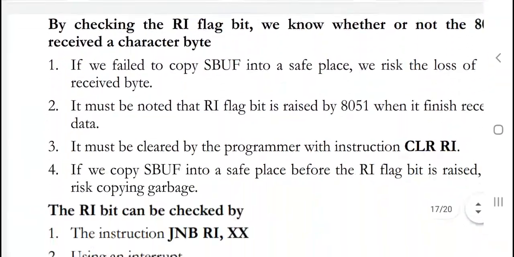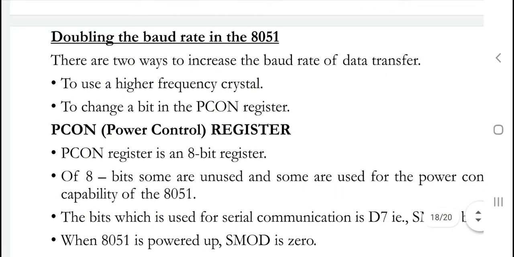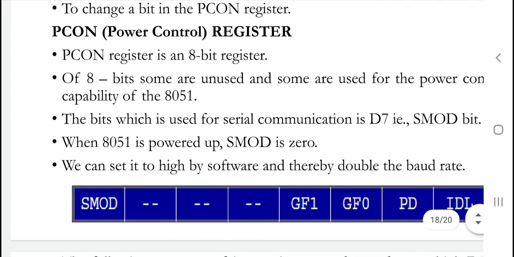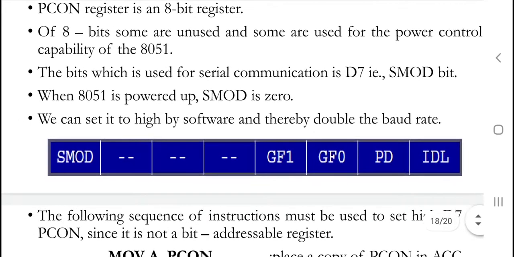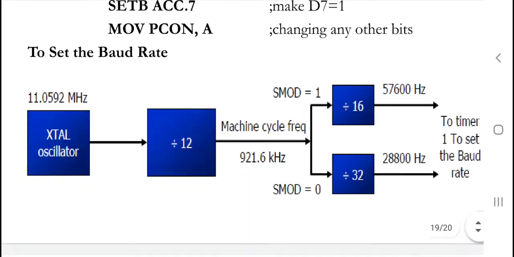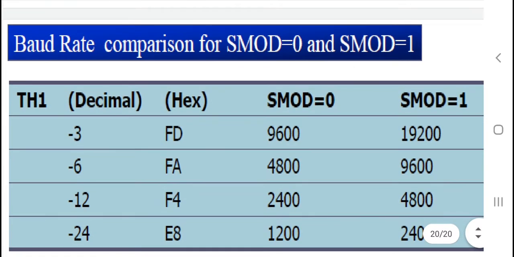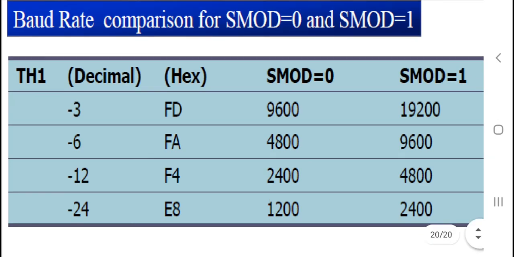So this is about USART communication. You can double the 8051 baud rate by giving more clock frequency, and by changing a bit in the PCON register, the power control register, you can vary the baud rate also. So these are the different baud rate comparisons for serial mode 0 and 1. Okay, thank you.